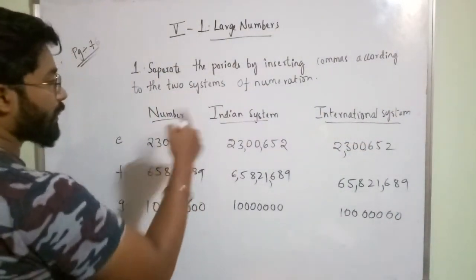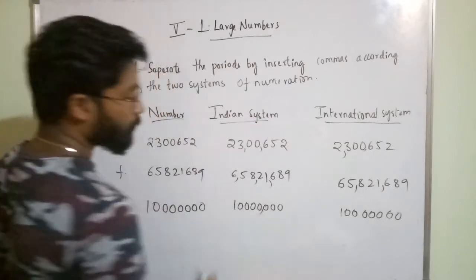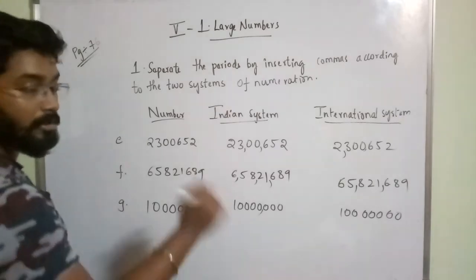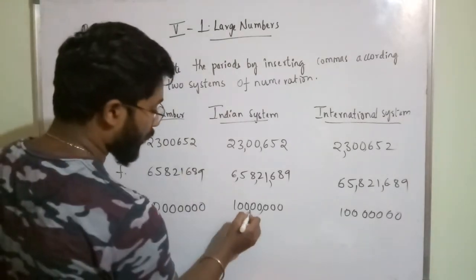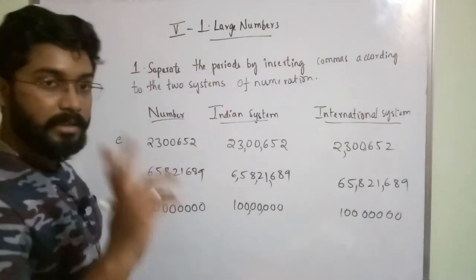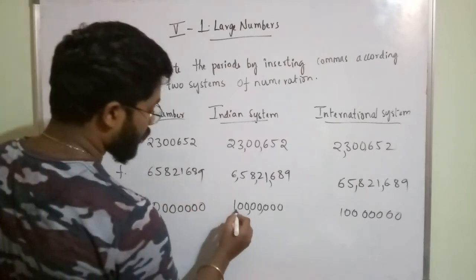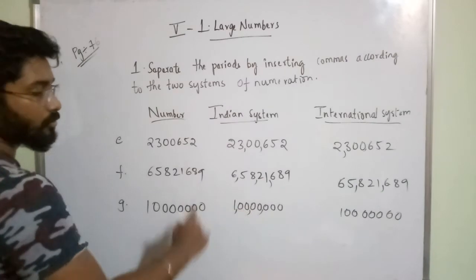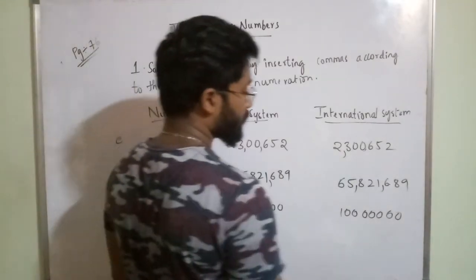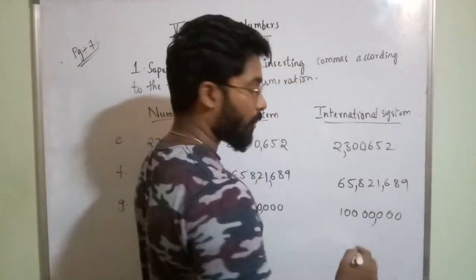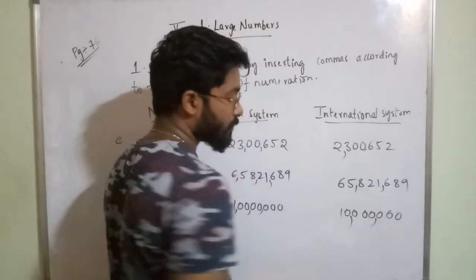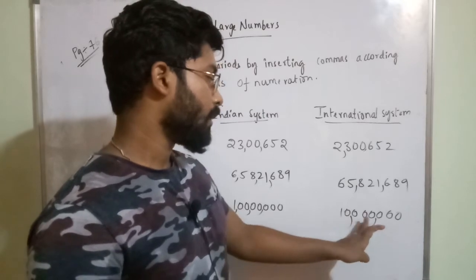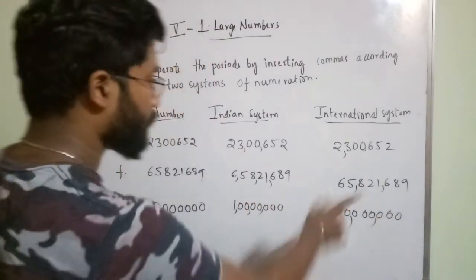This number in the Indian system, after 3 digits put one comma. Once period is completed. Next, separate the thousands period. In the thousands period we have 2 digits, again a comma. In the lakhs period in the Indian system we have 2 digits, again a comma. This is 1 crore. This is ones period, thousands, lakhs, crores. In the international system, after 3 digits a comma, and again after the next 3 digits you have to put one comma. So this will become 10 million. This is the thousands period, this is the ones period. 10 million is the answer.